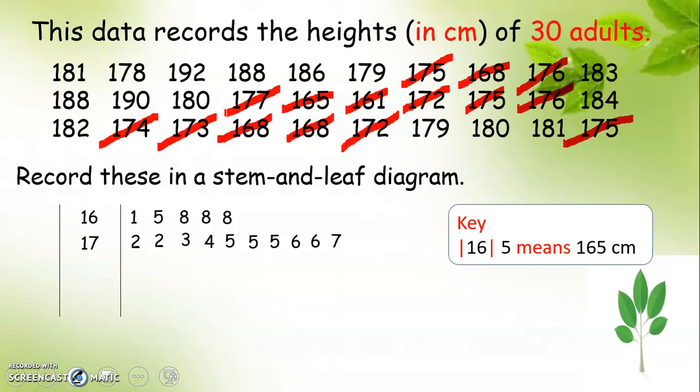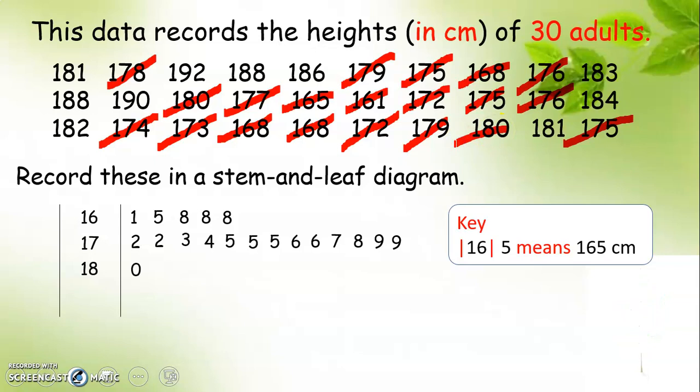Next to it is 178, so I will put 8, and next to it is 179. How many 179 do we have? 2. So I will put the 9 twice. Next to it is the number with the first digits 1 and 8. The first one is 180. How many 180 do we have? We have two 180, so I will just put the 0 twice.